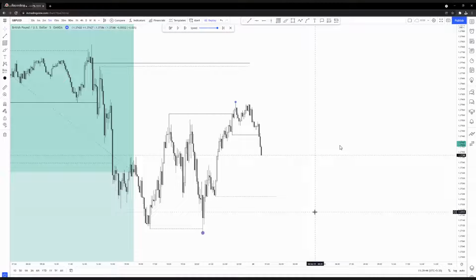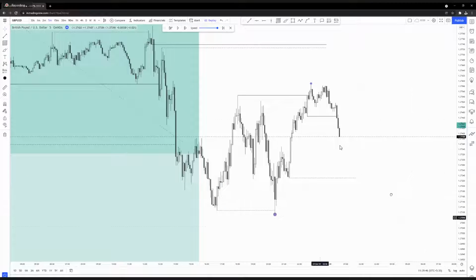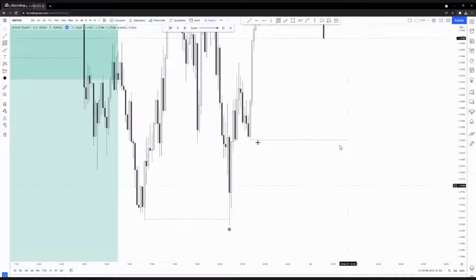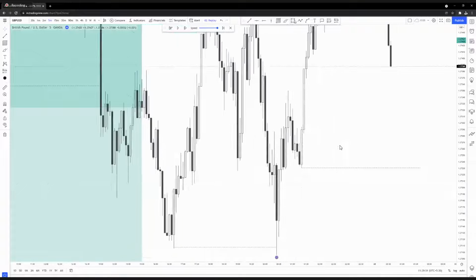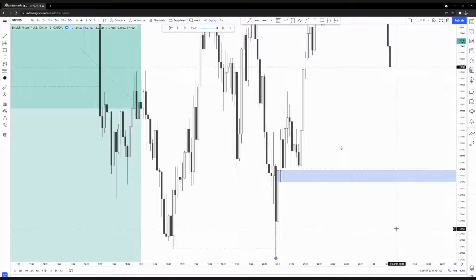See that on the 5 minute? Can you understand that? So you have to always use it that way. Right below this, what do we have? An imbalance or the wick. We have the wick right below that.